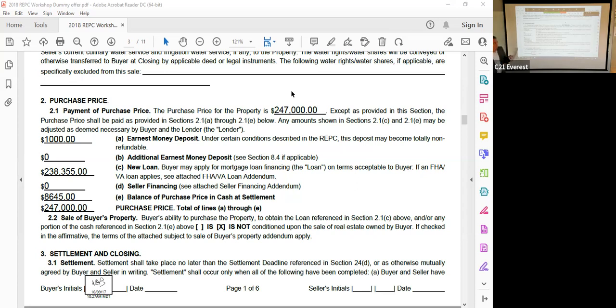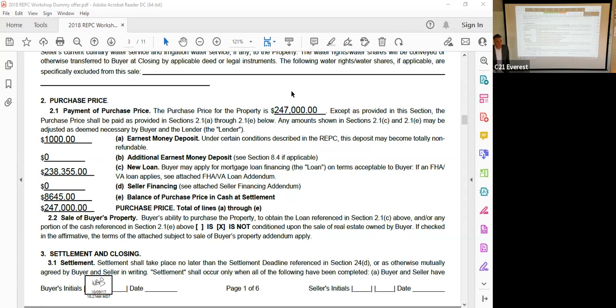Okay, so on this, here's the thing that I want to make sure that you guys are aware of: when you're filling out section 2.1, a lot of times agents will just put in their new loan amount TBD, balance of purchase price and cash at settlement TBD. So they put in the earnest money, they put in the purchase price, but then they put TBD in the other things.